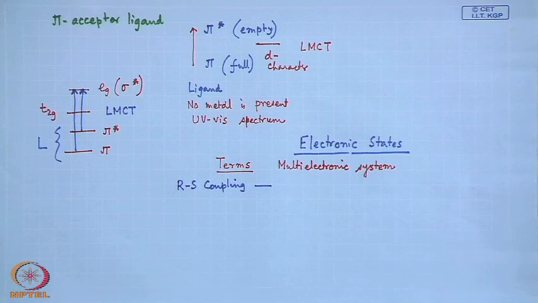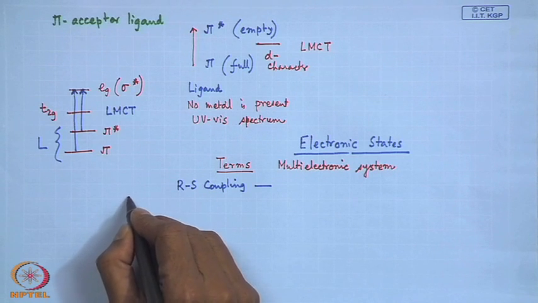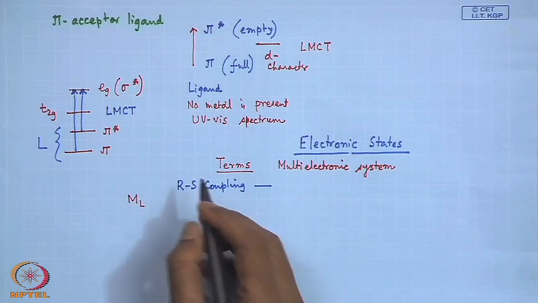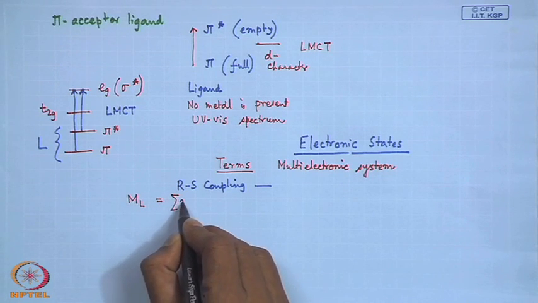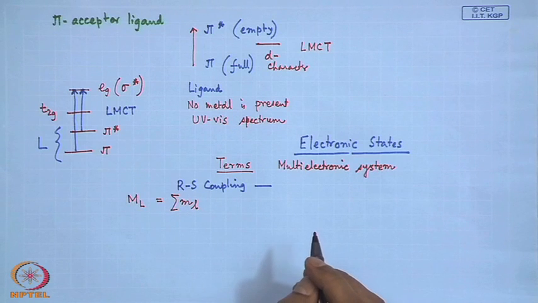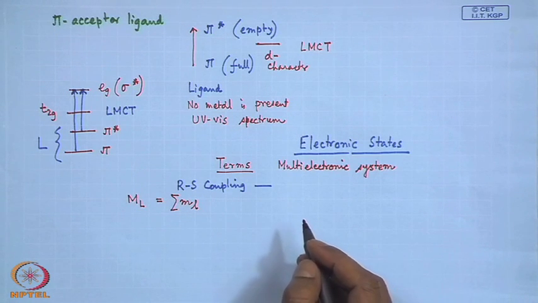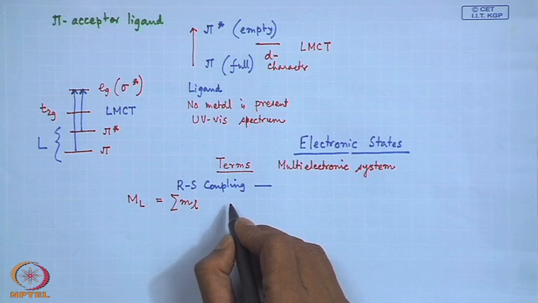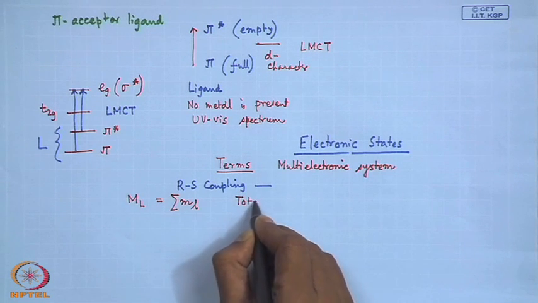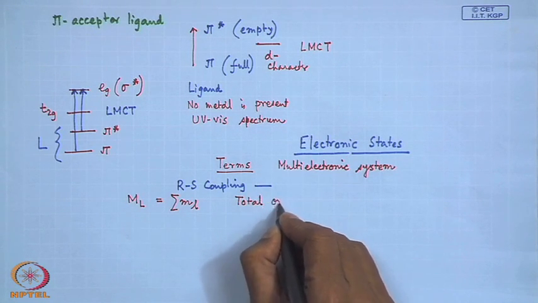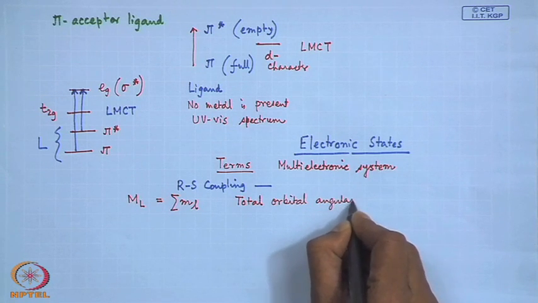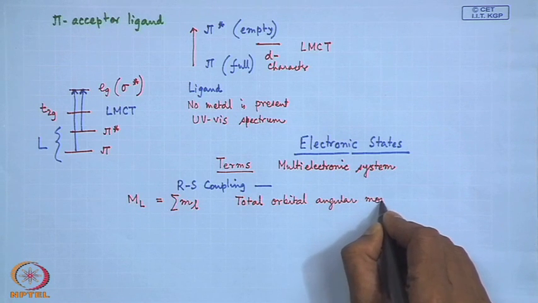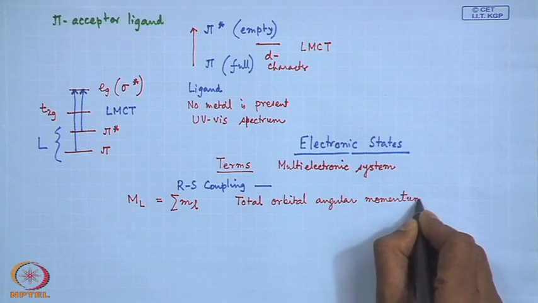In this coupling what we will find is that the ML value for a multi-electronic system is the summation over the individual ml values, the individual orbital angular momentum values, which gives us the total orbital angular momentum.